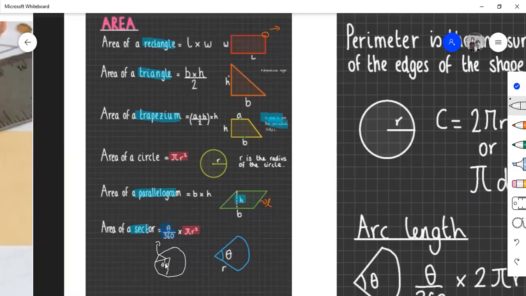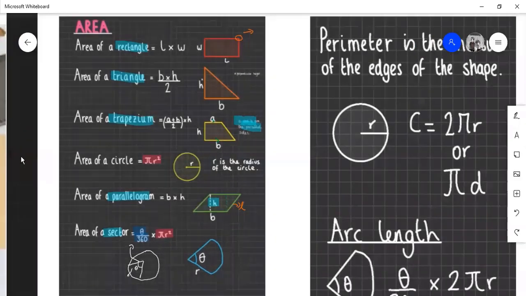So from the whole circle, we are only extracting one part, the sector. That is why we are taking that sector's angle divided by the total circle, which is 360, then multiply by pi r square. Okay, I think that's pretty much about the area formula.